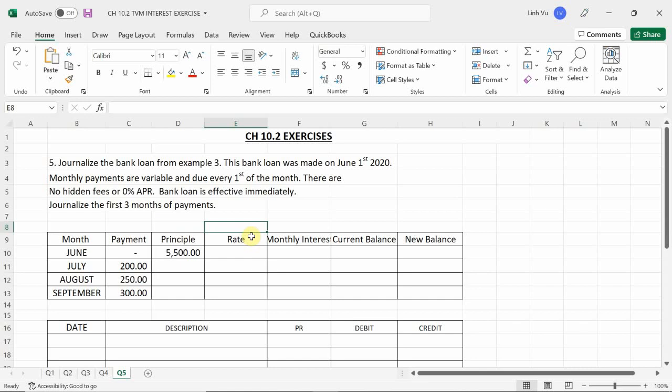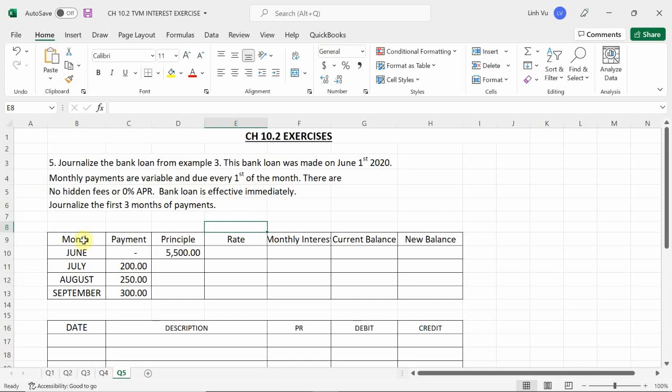So here I give you the situation of what happens if you pay more, and it's due every first of the month. Of course there are no hidden fees and 0% APR. In this case, you get charged interest immediately, and the bank loan is effective immediately, so you should start accruing interest the following month. Journalize the first 3 months of payments.